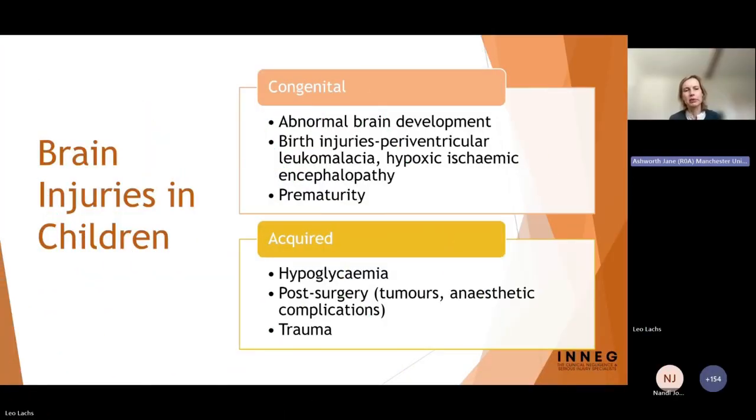And I'm going to talk today about brain injuries in children. So brain injuries can occur for a variety of reasons. They can be due to birth injuries, which are a major topic of medical legal cases, traumatic births leading to conditions such as periventricular leukomalacia, hypoxic ischemic encephalopathy. Brain injuries are more common in children that are born prematurely, and then they can occur after birth as well due to conditions such as hypoglycemia, or as a consequence of surgery for tumours or anaesthetic complications, and then, of course, due to trauma.